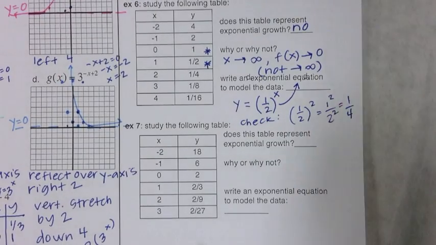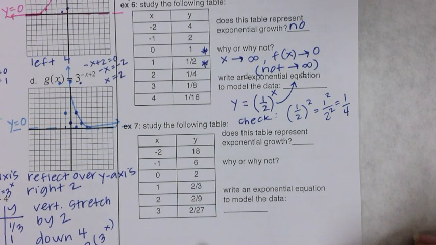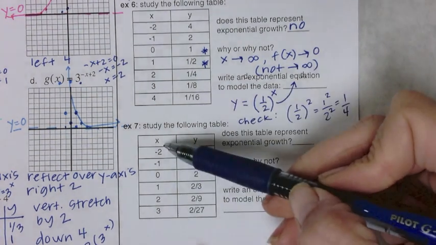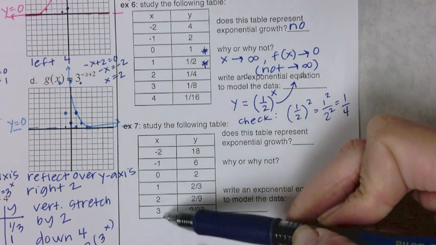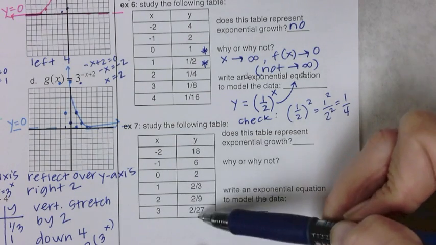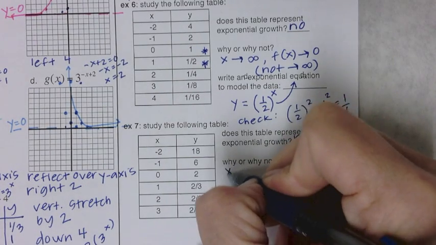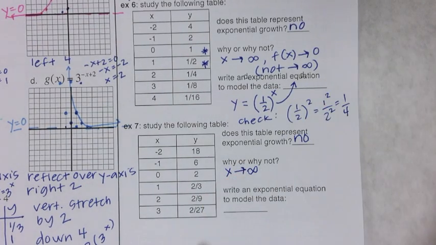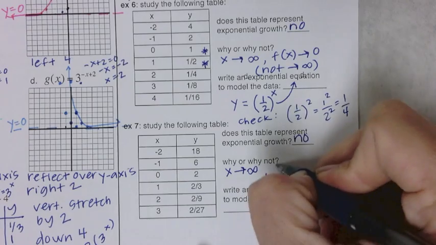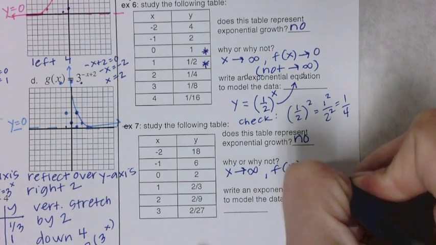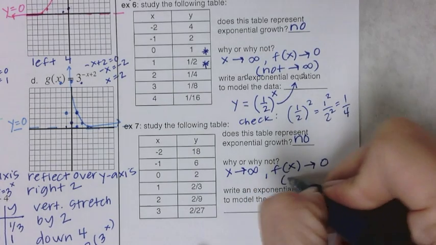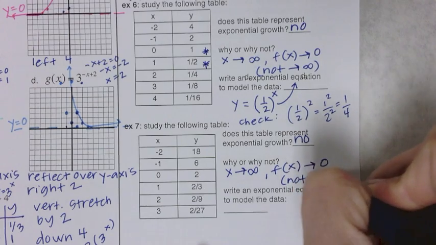Okay? Now, of course, it's going to be just a little bit more difficult in the next problem. It says, does this table represent exponential growth? So you're looking and you're going, okay, this is the direction of the x's getting larger. Are the y's getting larger? You're like, nope. Why or why not? Same reason. As x's are getting larger, meaning as they're going to infinity, the y values are getting smaller, meaning they're going to 0, not infinity like we would expect them to.